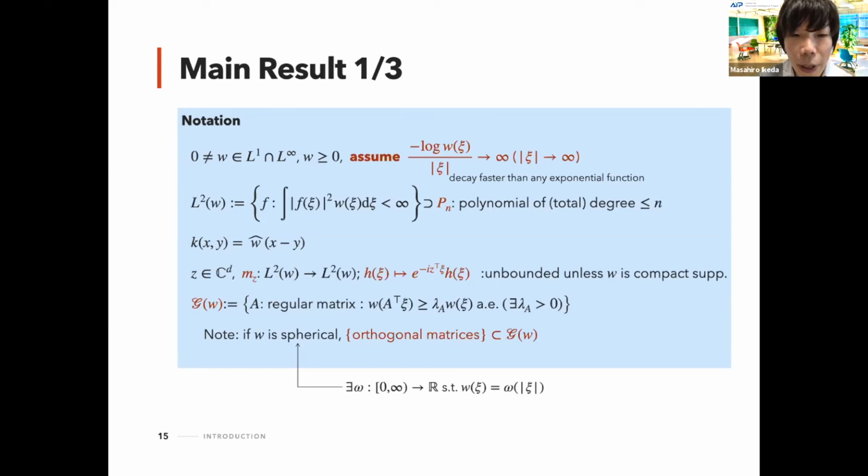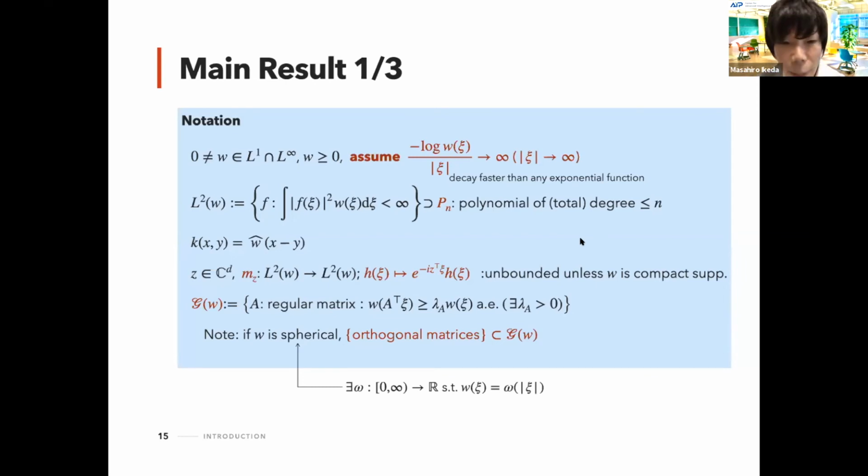And by using W, L²_W is the weighted Lebesgue space, and the weight is W. By the assumption on W, L²_W contains the space of polynomials P_n, where the total degree of the polynomial is less than n. And K is defined by the Fourier transform of W at x minus y. So in this case, the Fourier transform of W is a positive definite function, and K is a positive definite kernel.